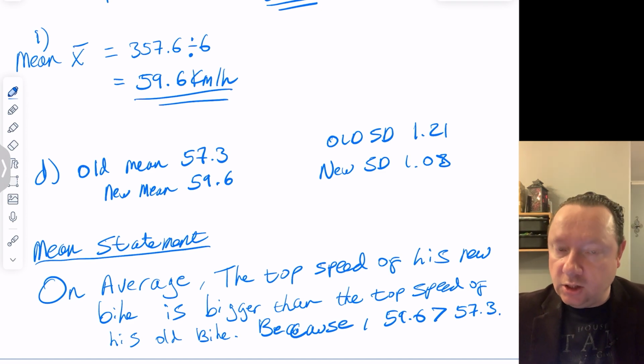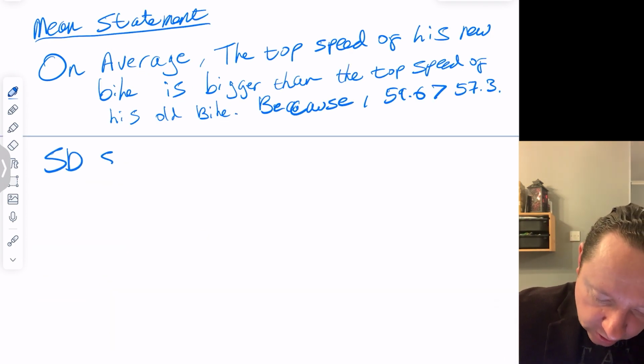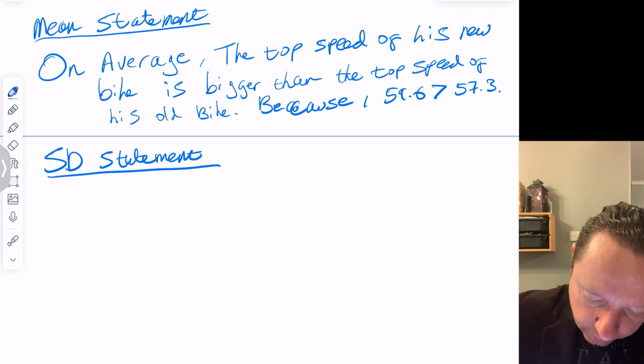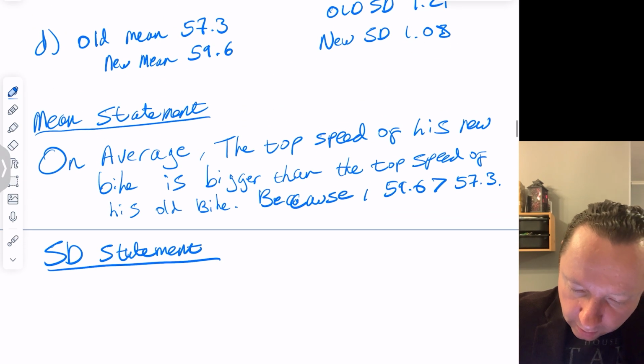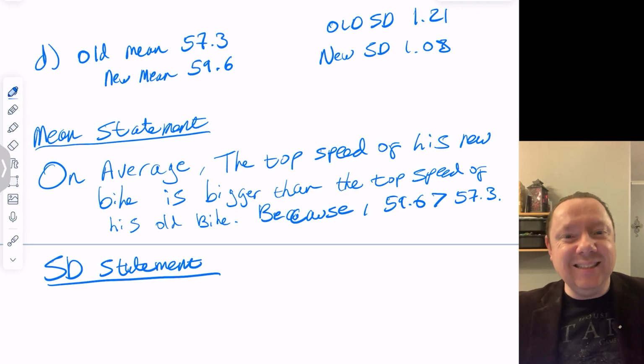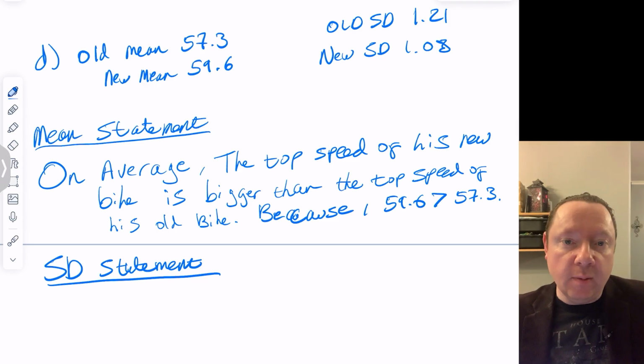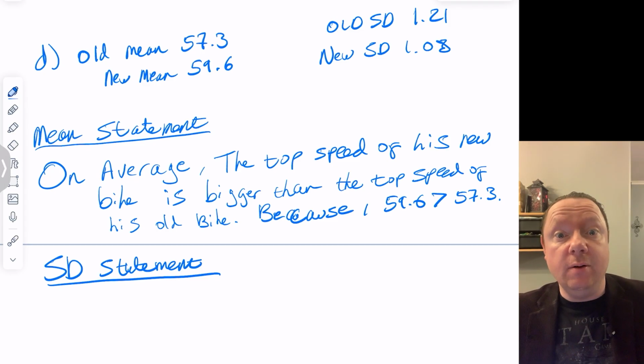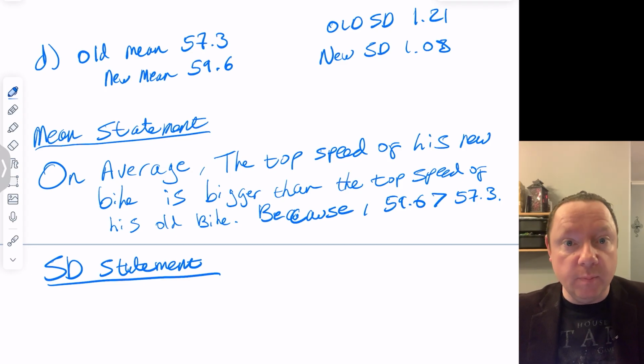Now I'll do the standard deviation statement. So for the standard deviation statement, I always talk about, you can either talk about consistency or variability. Now I prefer variability because that means bigger number means bigger variability, whereas with consistency, bigger number means less consistent. So you're better off with variability, in my personal opinion.